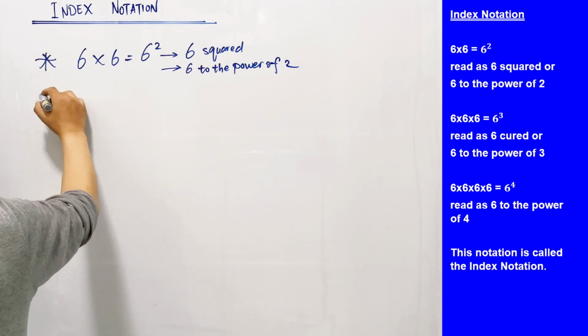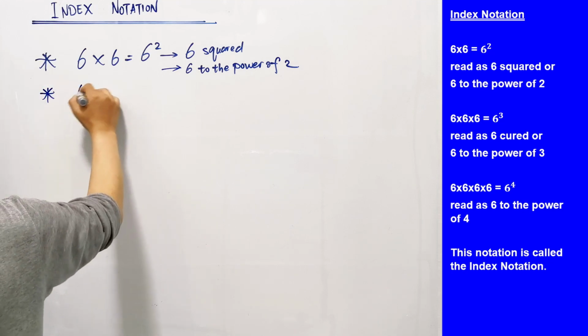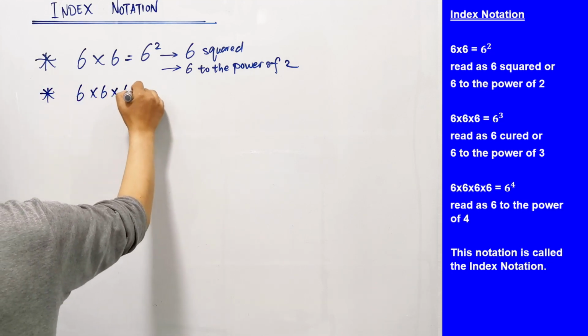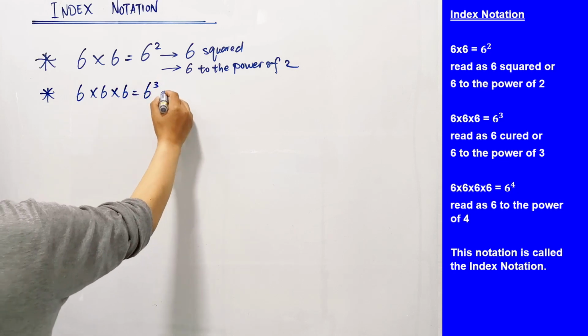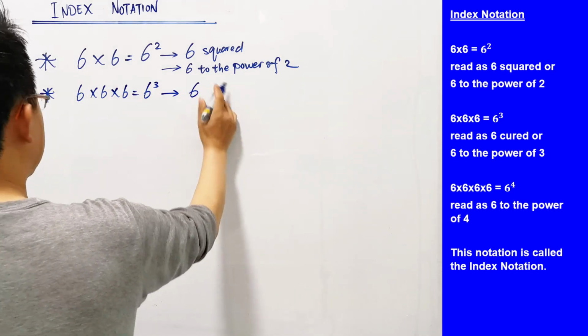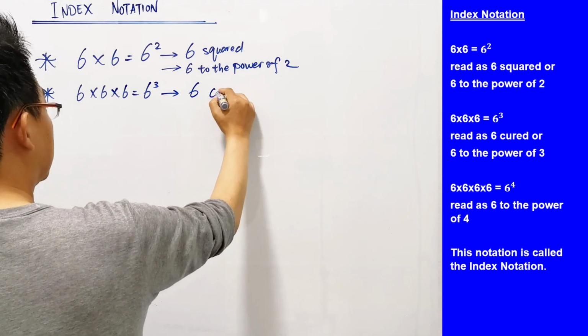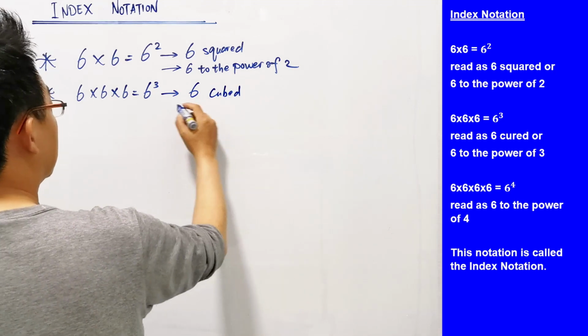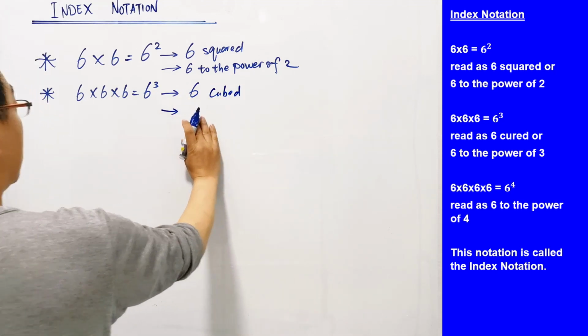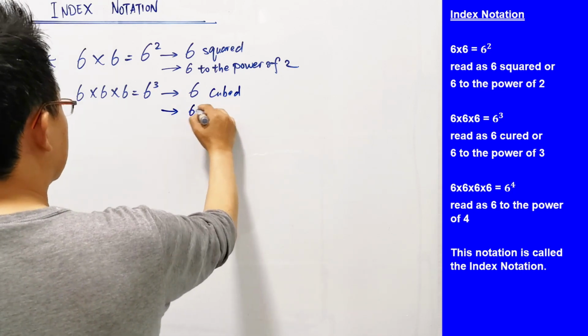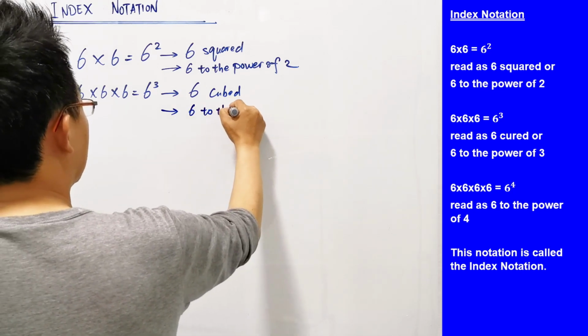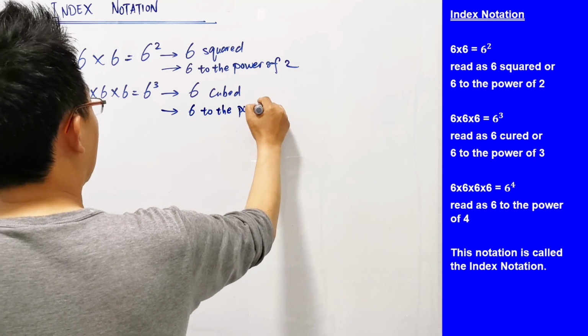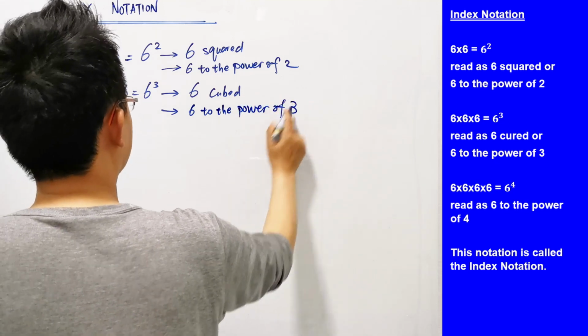Okay, let's look at the next one. How about this one? 6 times 6 times 6. So we can write this. Okay, so what is this? It's 6 cubed. So we can also write it as 6 to the power of 3, right?